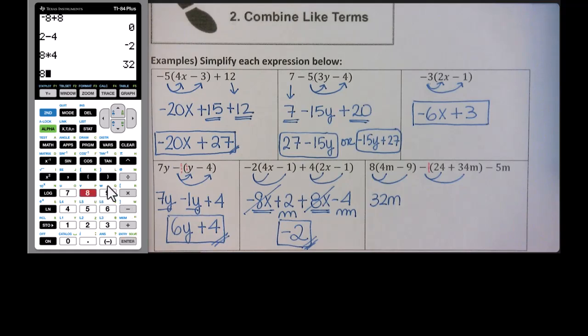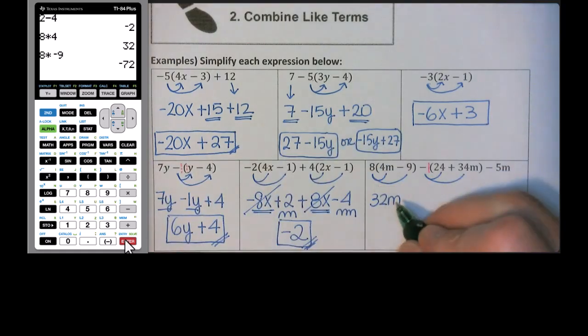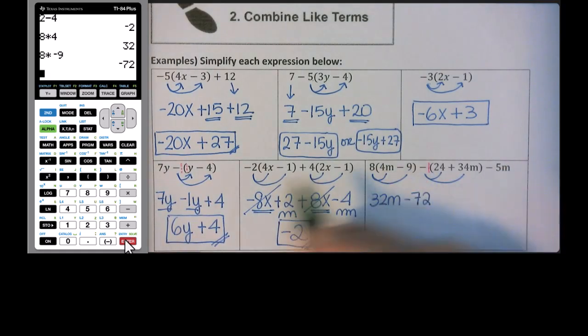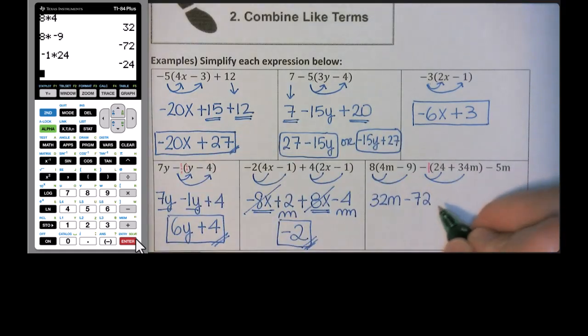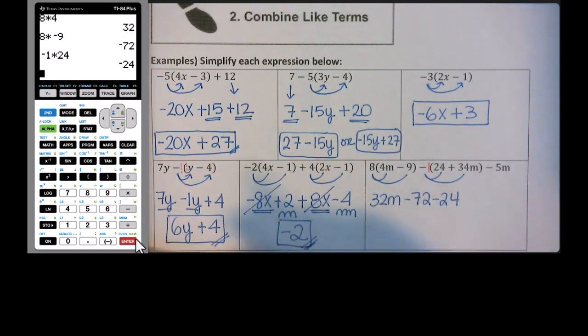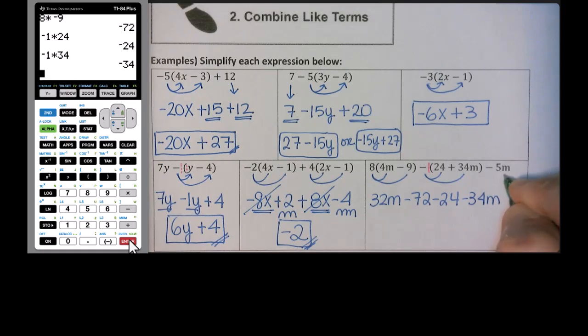8 times -9, we get -72. Then we get -1 times 24, we get -24. And then we have -1 times 34. And we get -34m. And the -5m, we're going to bring it down because it's not attached to a parenthesis.